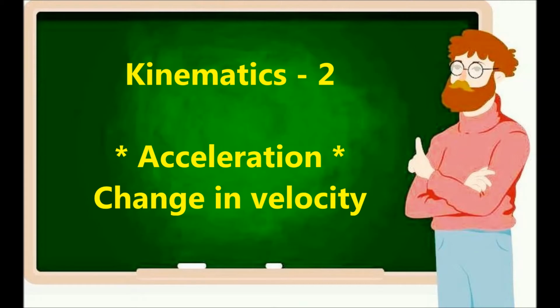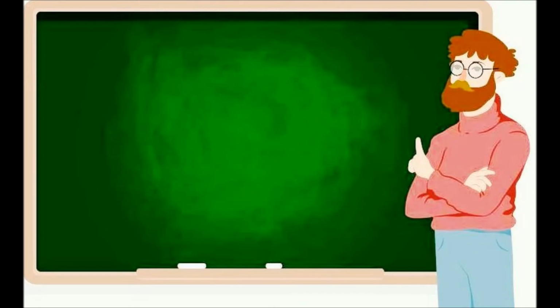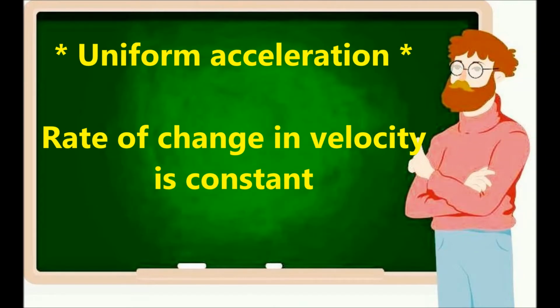That is acceleration. But we have a concept called uniform acceleration. Uniform means constant. How can acceleration be constant? Yes, it can be, because acceleration is not velocity. Acceleration is change in velocity. So acceleration may be constant. Yes, the simple concept is change in velocity is constant. It's a very simple concept. Rate of change in velocity is constant.